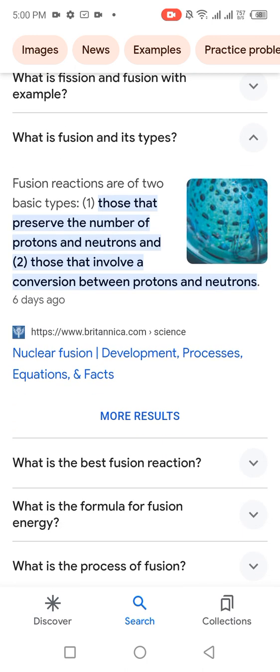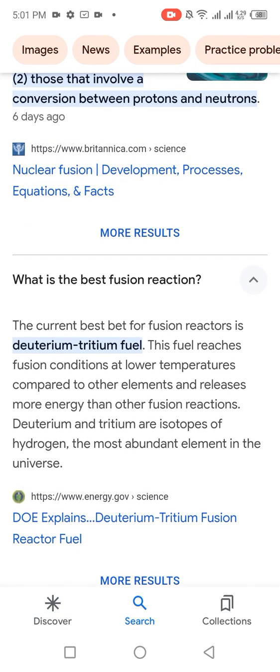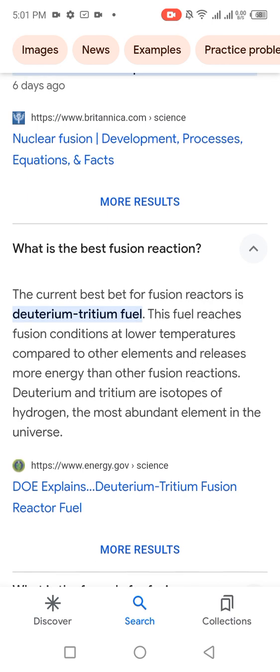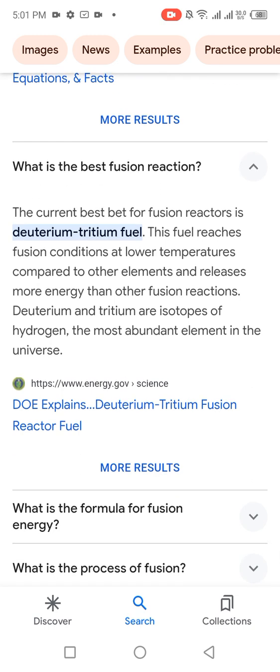What is the best fusion reaction? The current best bet for fusion reactors is deuterium-tritium fuel. This fuel reaches fusion conditions at lower temperatures compared to other elements and releases more energy than other fusion reactions. Deuterium and tritium are isotopes of hydrogen, the most abundant element in the universe.